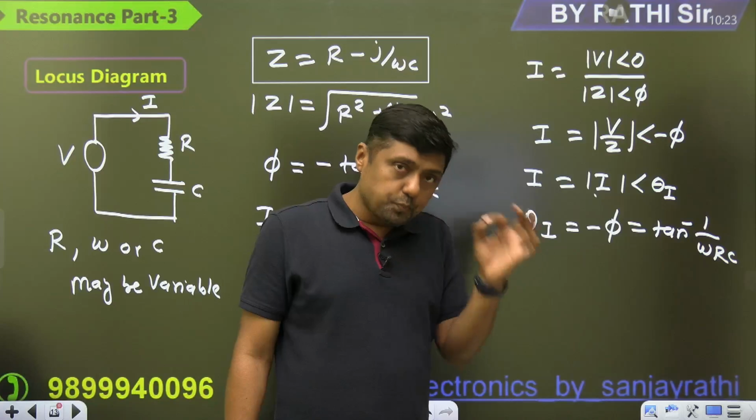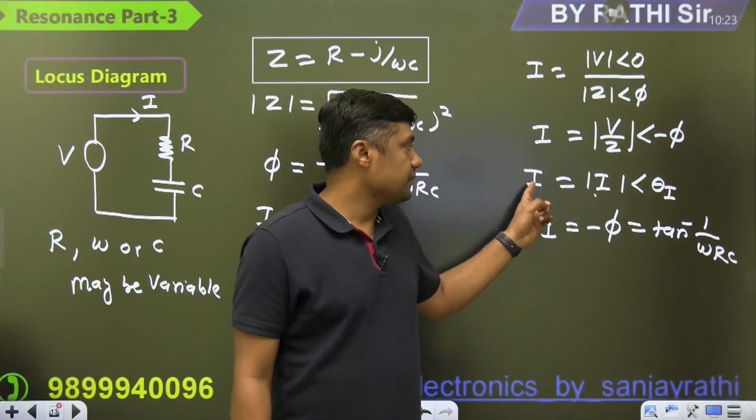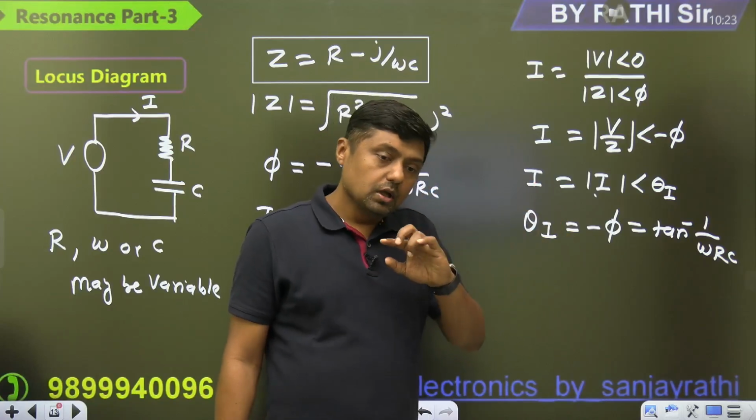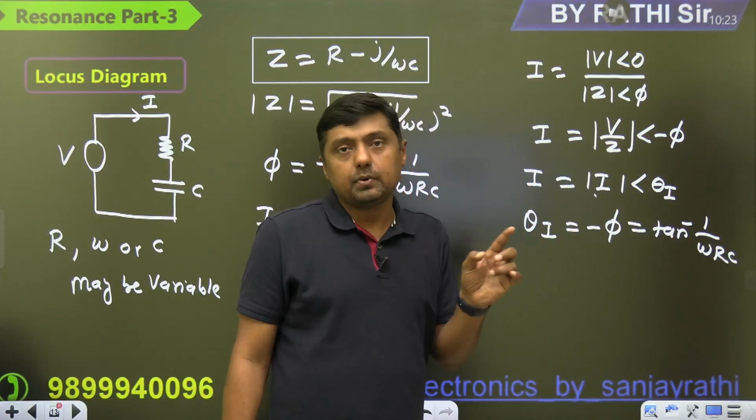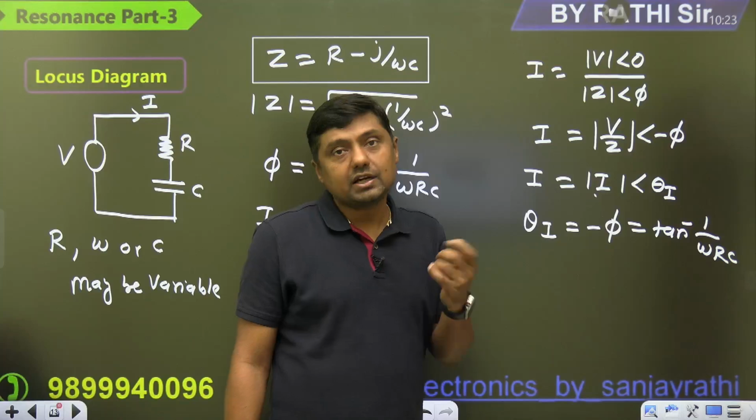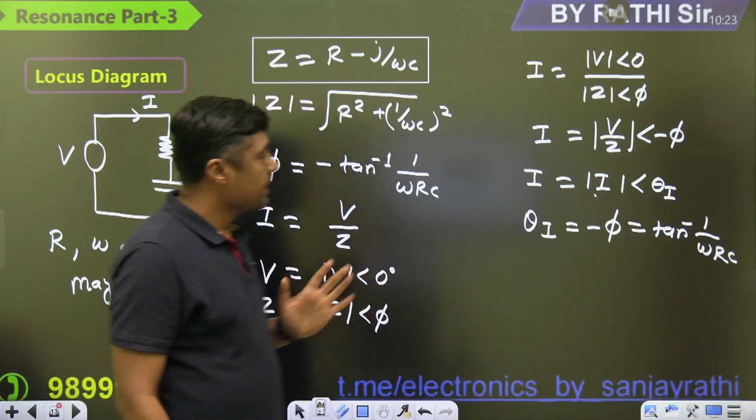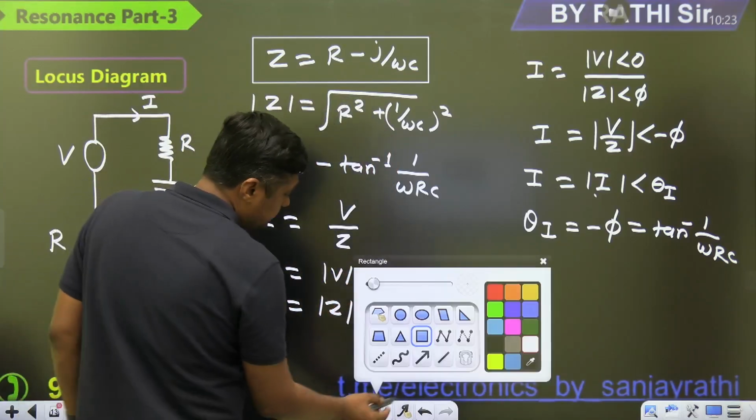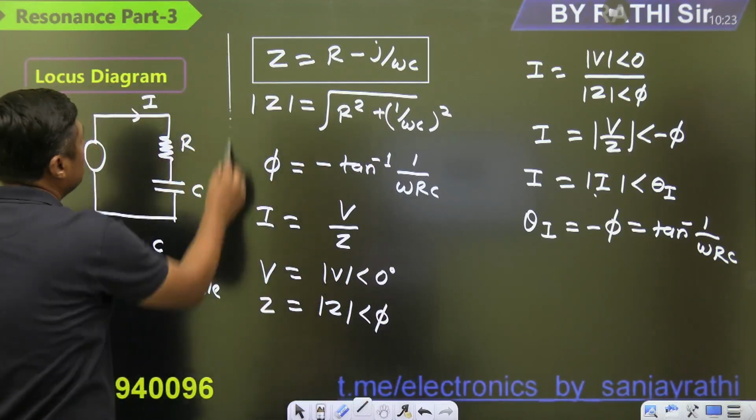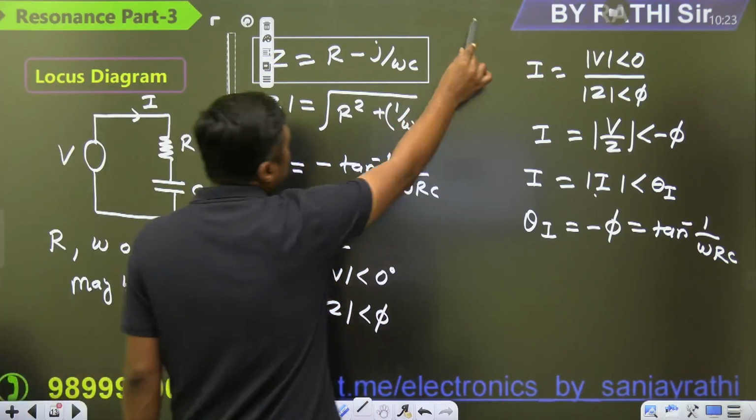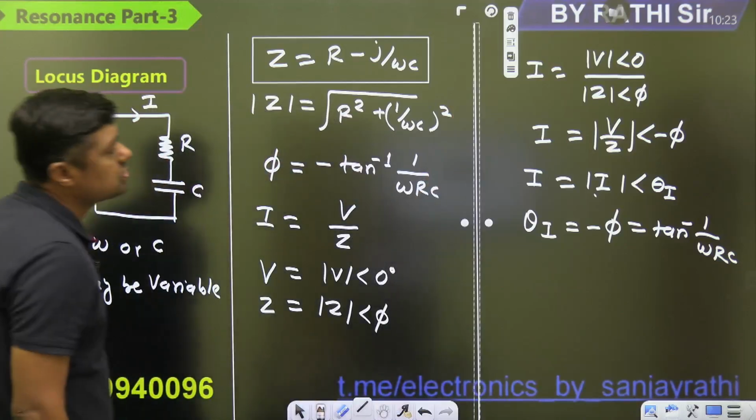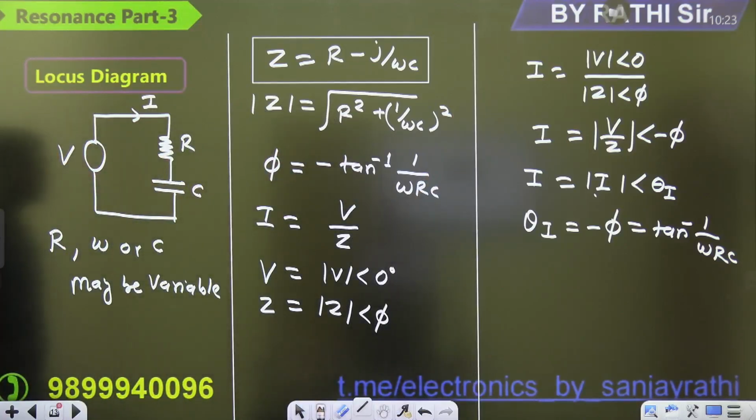Now we are going to plot the tip of this phasor. This is the phasor. So when we connect all the tips, we get the locus, and that is called the locus diagram. So this is the RC circuit. One by one, I will give you the idea of how to draw the locus, and then we will solve some numericals on this. This is the RC circuit, guys.